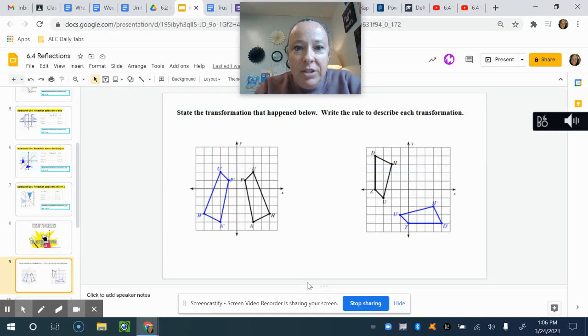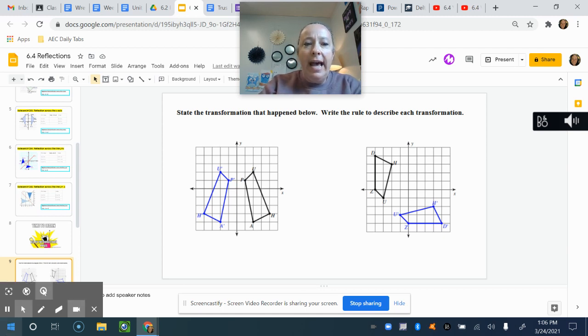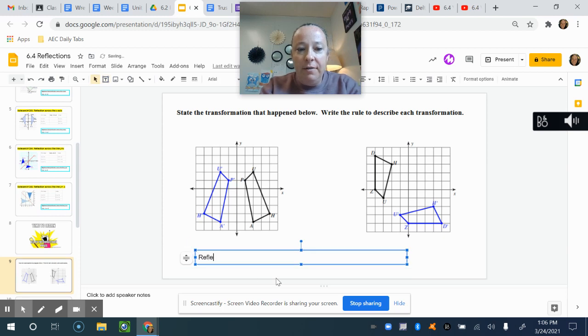Right, so let's look at these two images and see if we can figure out what transformation happened. What happened over here on the left? Well, it looks to me like a reflection across what? The y-axis. You can double check by getting ordered pairs and figuring it out, but that is a reflection across the y-axis.